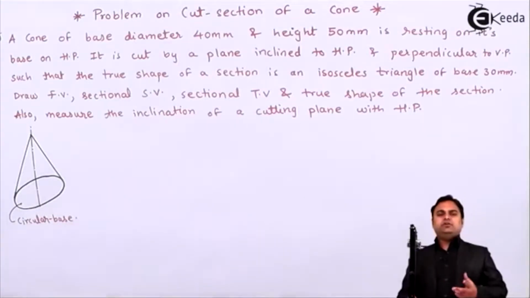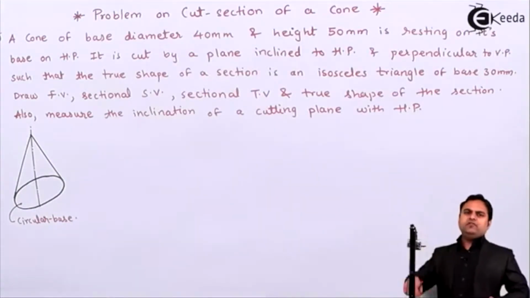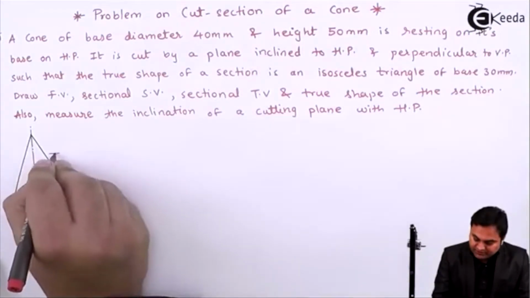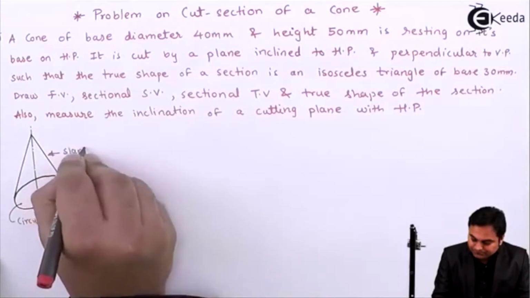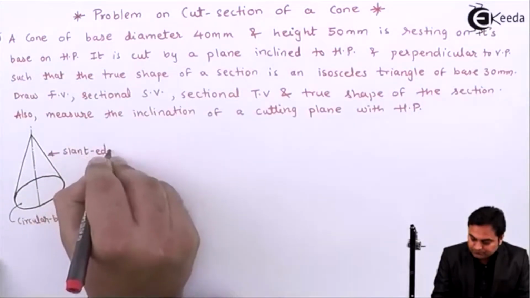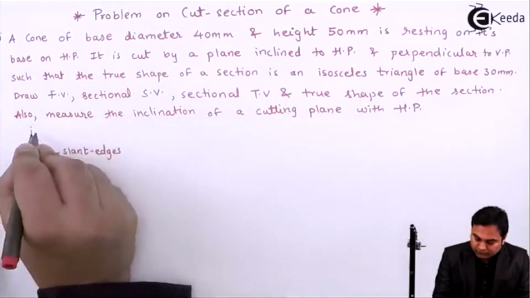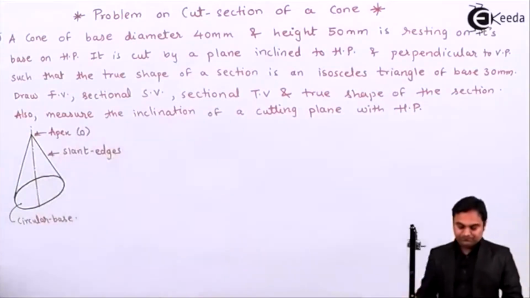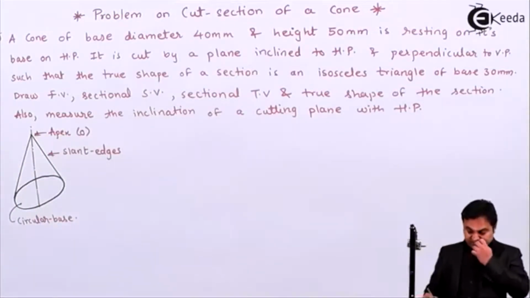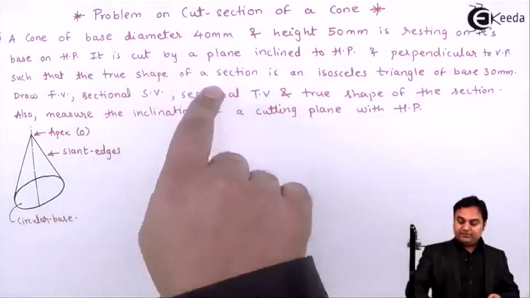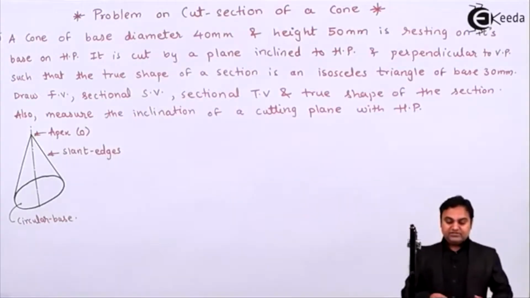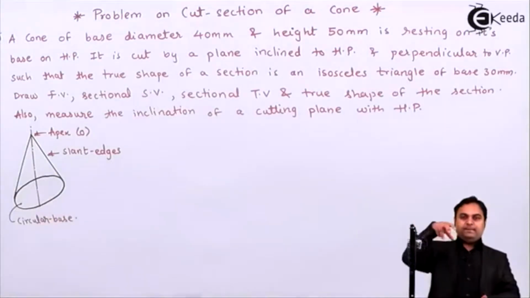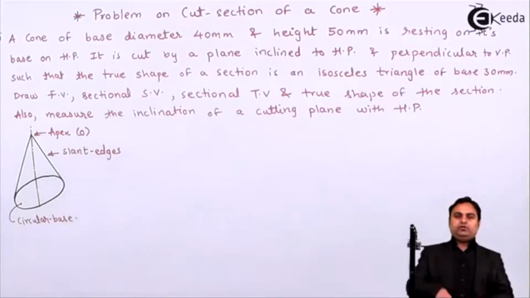Cone is that kind of a solid in which the base is in the form of a circle, and then these are the slant edges of the cone connected to the apex point O. Now the condition given in this problem is cone of base diameter 40 mm and height 50 mm is resting on its base on HP. Base is the circular base and the cone is kept on the HP or on the ground.